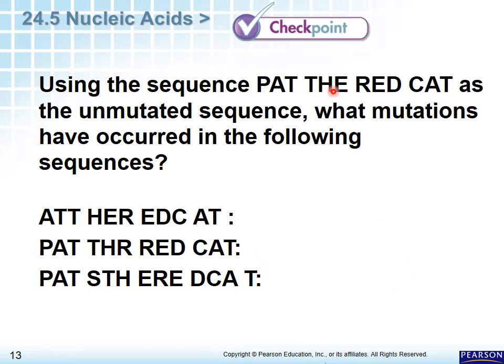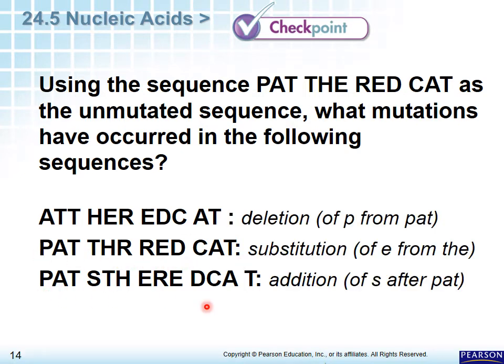Using the sequence, Pat the rat cat has the unmutated sequence, and mutation has occurred in the following sequences. You can see this here. First, this is the original, Pat, this one, and then this one. So here, what is it? Deletion of the P. Here, substitution of the E. Here, addition of the S. So all are mutations.